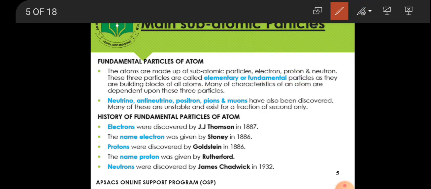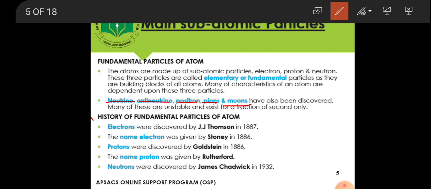Some other particles are also present, such as neutrino, antineutrino, positron, pions, and muons, but these particles are short-lived, they are unstable, and they just exist for a few seconds only.